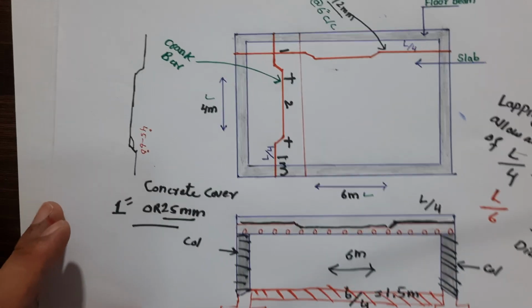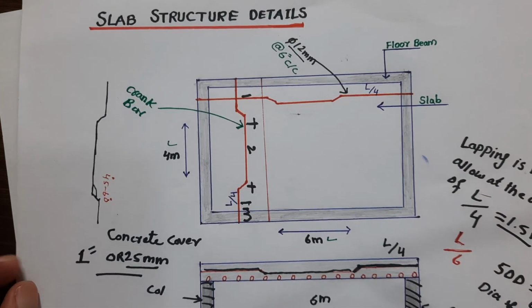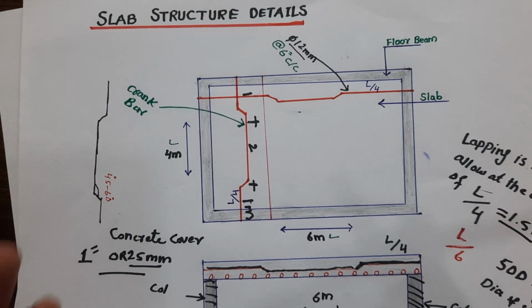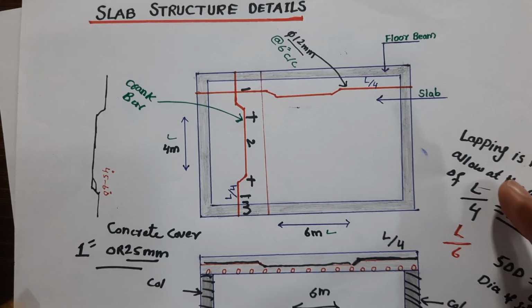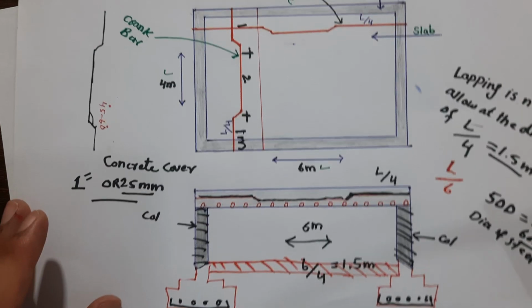So, guys, this is the proper way about steel reinforcement, main bars and distribution bars, their spacing, what the diameter should be, lapping length, concrete cover, and the load transfer mechanism, etc.